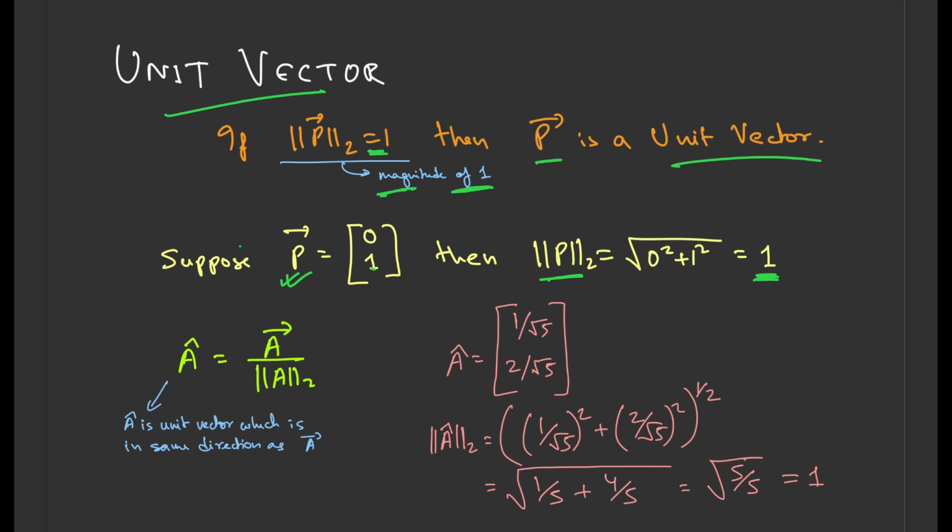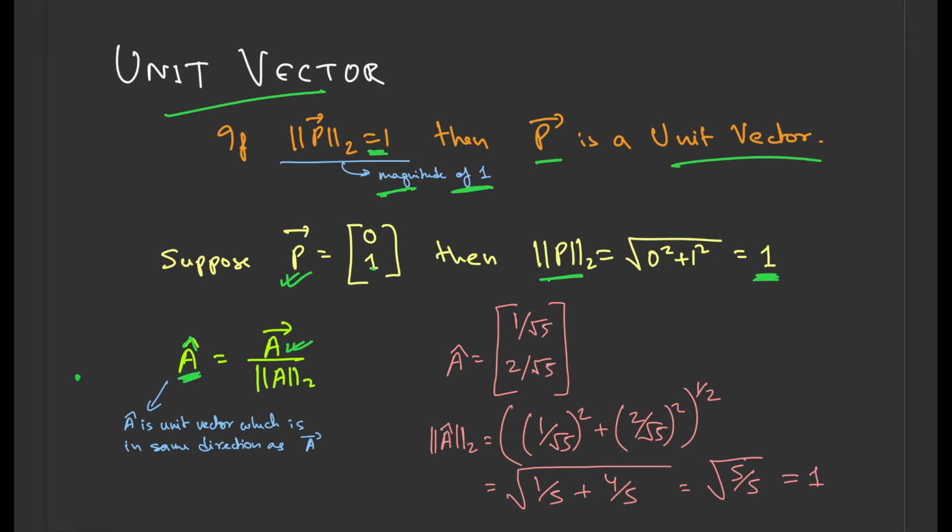We can get a unit vector of any given vector. Basically, let's suppose we have vector A and we can get the unit vector A cap. To represent unit vector, we use this cap symbol instead of arrow. So this represents a unit vector. This is the original vector A, and this is the calculated unit vector. The unit vector will have the same direction as A, and it will have magnitude of 1.